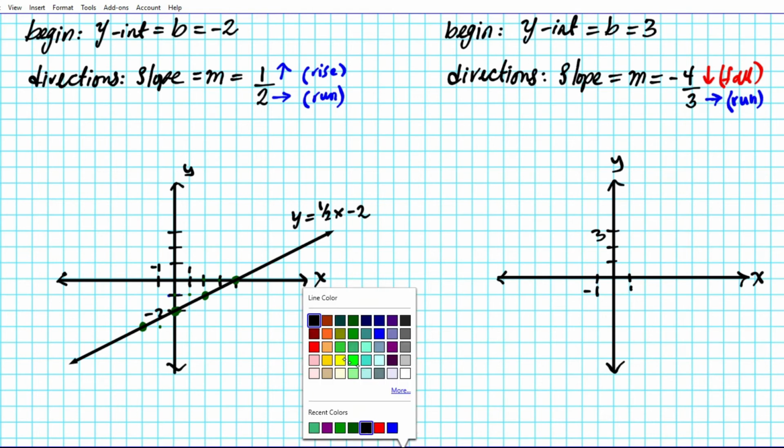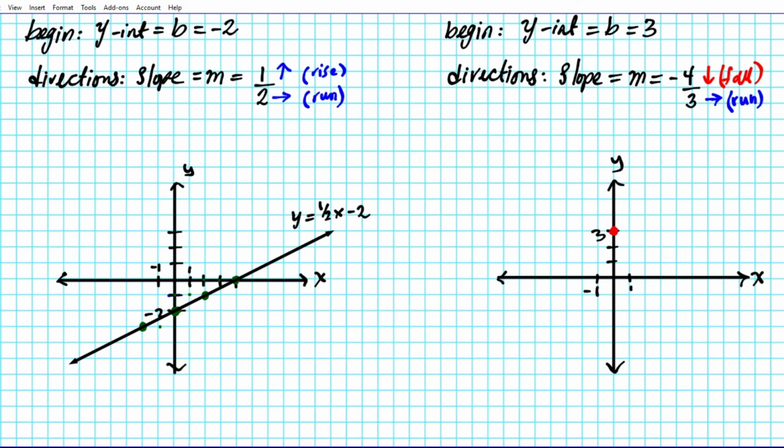Let's do that. So we begin with the y-intercept, and then we're going to fall 4, 1, 2, 3, 4, and then we're going to run 3. Okay, 1, 2, 3. So these are the 2 points that define our line. We can do it again. Fall 1, 2, 3, 4, and run 1, 2, 3.